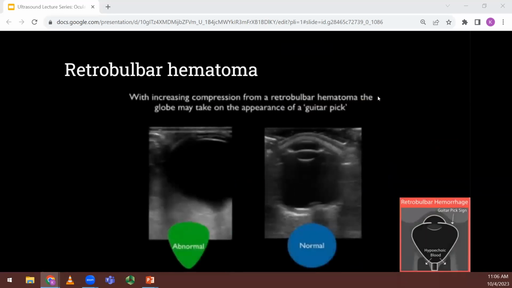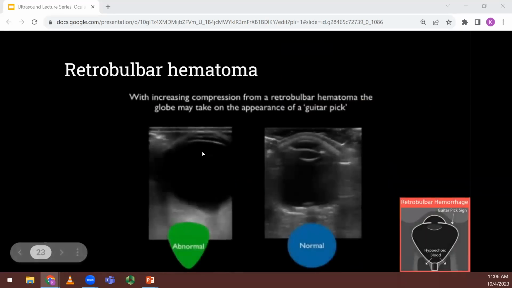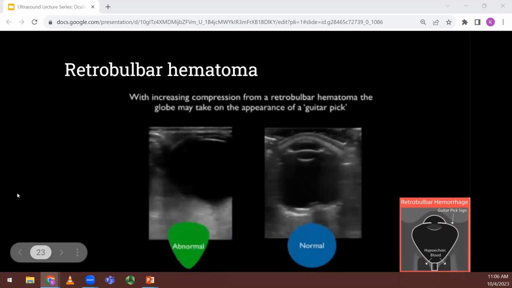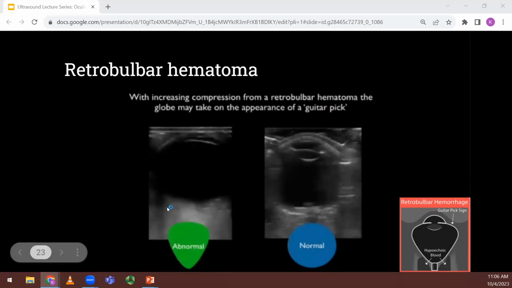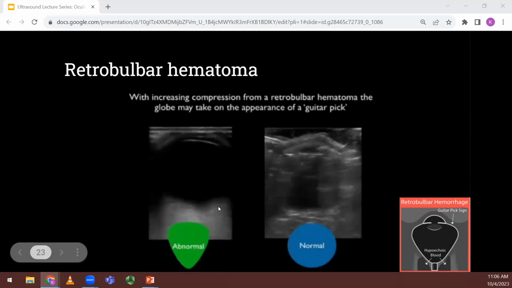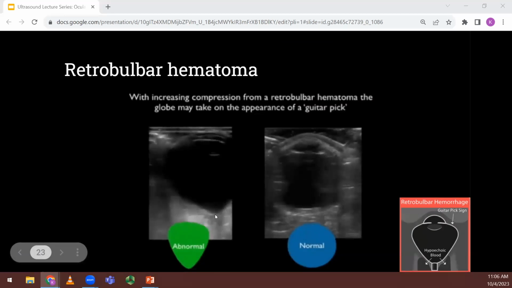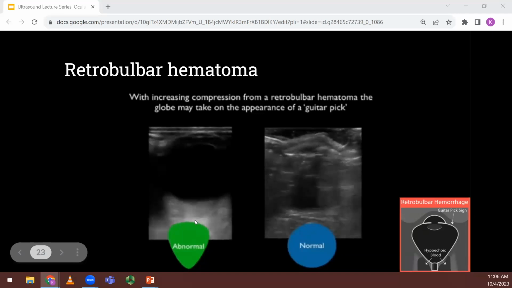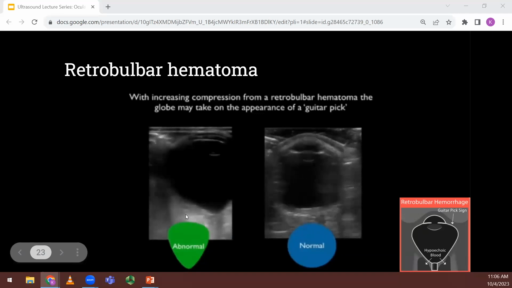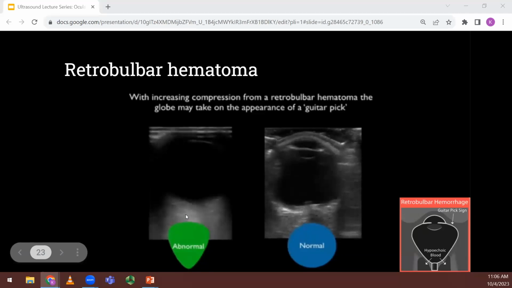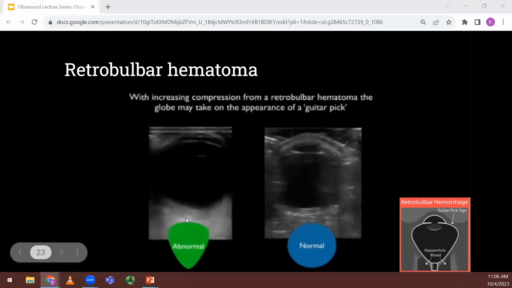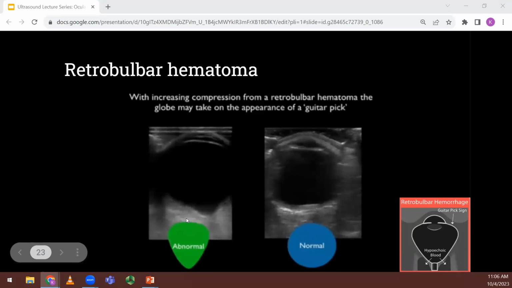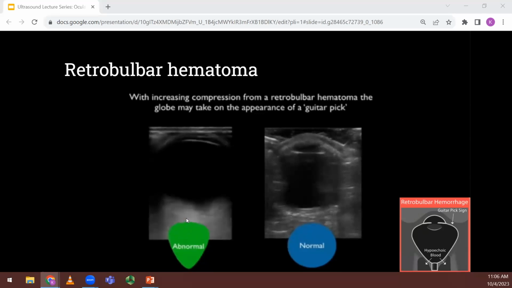So retrobulbar hematoma is also going to be painful, usually in the setting of trauma. You're going to see this hyperechoic structure in the back of the eye that is compressing the globe. Some people call it the guitar pick sign, because of the shape that the eye takes when there's a retrobulbar hematoma. The important thing to consider here is compartment syndrome. Compartment syndrome is a clinical diagnosis.